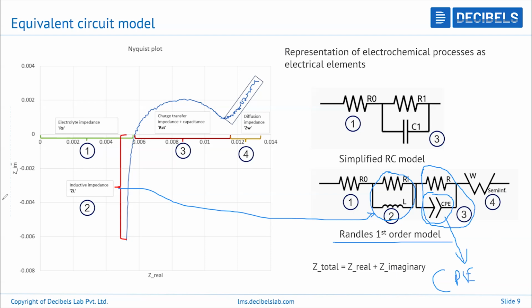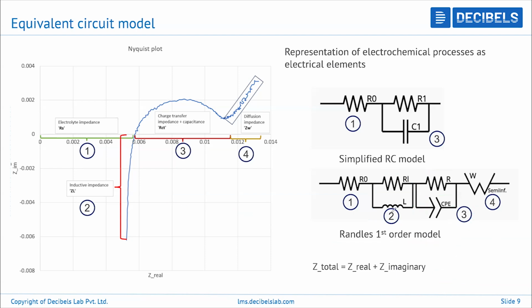But just to clarify the difference between Randall's model and a simple RC model, instead of using a capacitor, we instead use what is called a constant phase element, and that is slightly different from that of an ideal capacitor. This is what is known as a non-ideal capacitor.